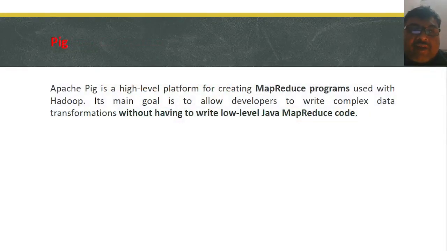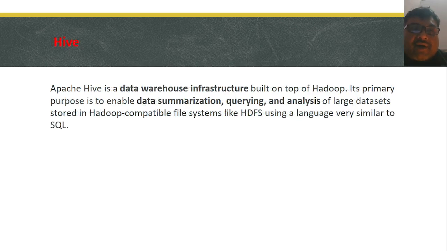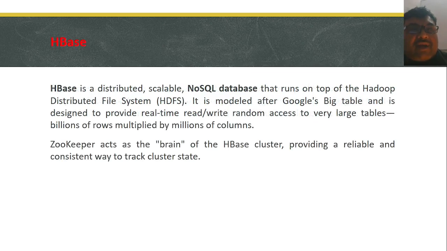So what is Pig? Pig is a scripting language for creating MapReduce programs using Hadoop. Its goal is to allow developers to write complex data transformations without having to write low-level Java MapReduce code. So we will study this in detail. There is Hive. Hive is a data warehouse infrastructure built on Hadoop for data summarization and query analysis. It uses a language very similar to SQL.